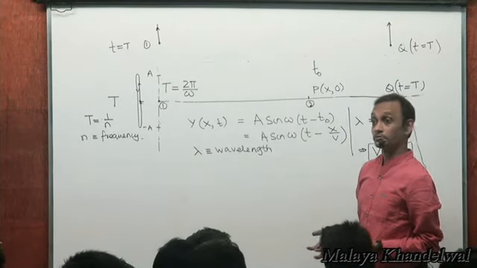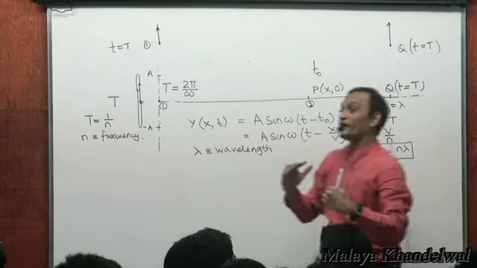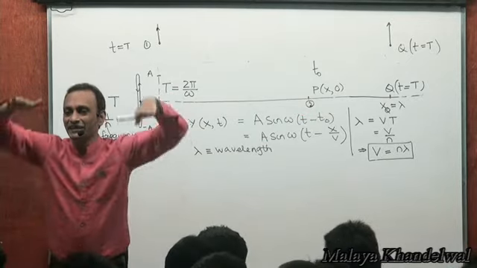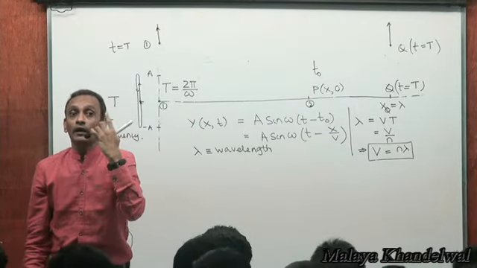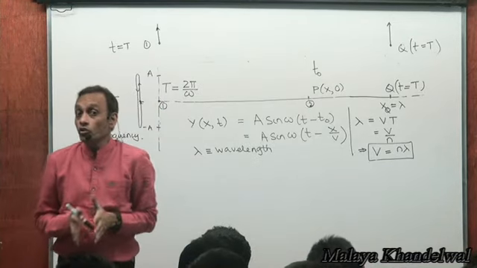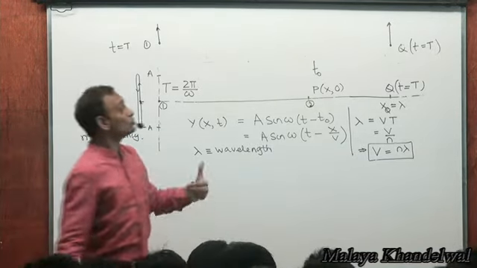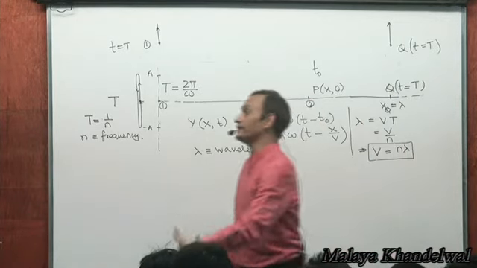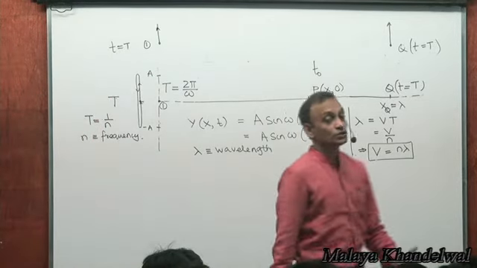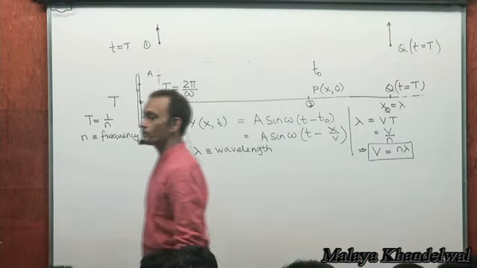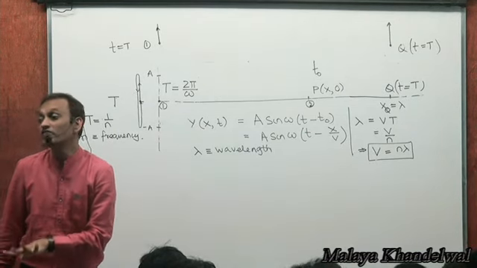Yes or no? Now if you start observing 1 and Q, do you realize that these would be in phase with each other? And in fact, we could also redefine lambda. Write down: lambda could also be defined as the distance between two nearest particles in phase with each other.